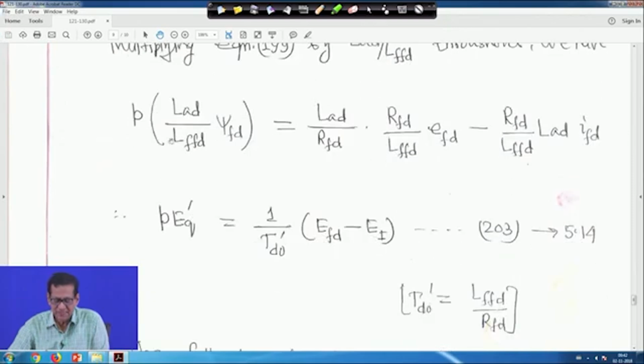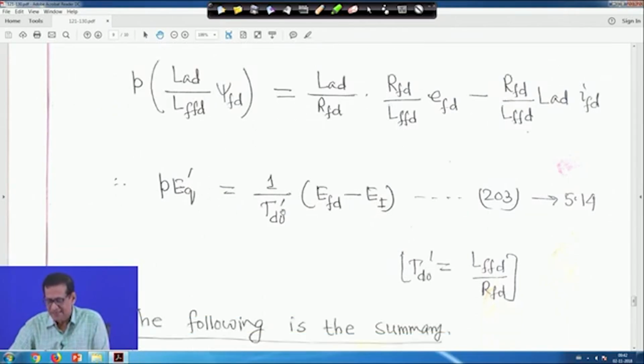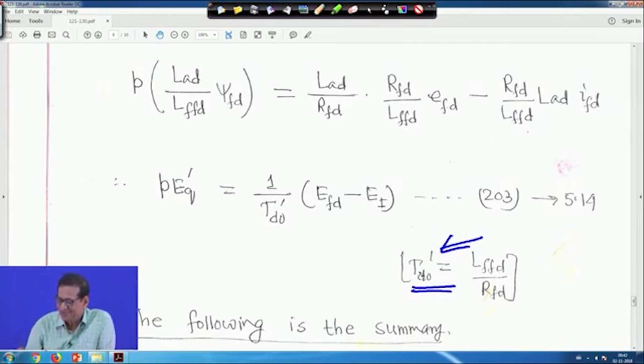If you do so, then we have P into L_AD upon L_FFD psi_FD is equal to L_AD upon R_FD into R_FD upon L_FFD E_FD minus R_FD upon L_FFD L_AD into I_FD, right. This term we have assumed, so P E_Q dash will be equal to 1 upon T_DO dash into E_FD minus E_I, and this T_DO dash is equal to L_FFD upon R_FD.